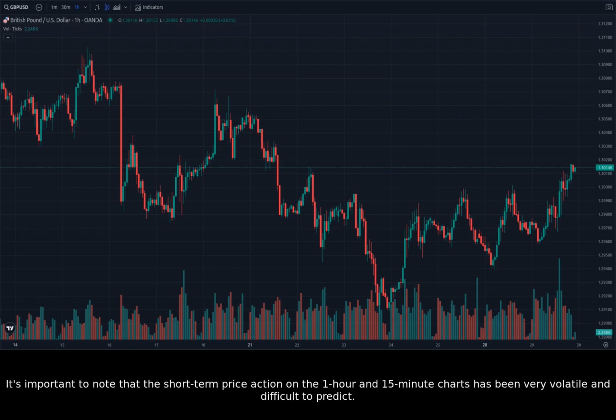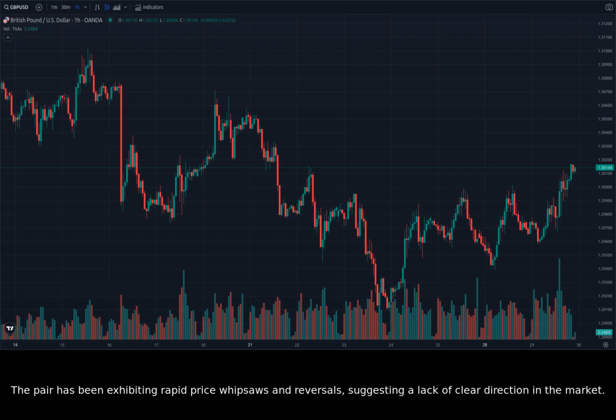It's important to note that the short-term price action on the 1-hour and 15-minute charts has been very volatile and difficult to predict. The pair has been exhibiting rapid price whipsaws and reversals, suggesting a lack of clear direction in the market. We'll need to wait for a clearer signal before entering any trades.